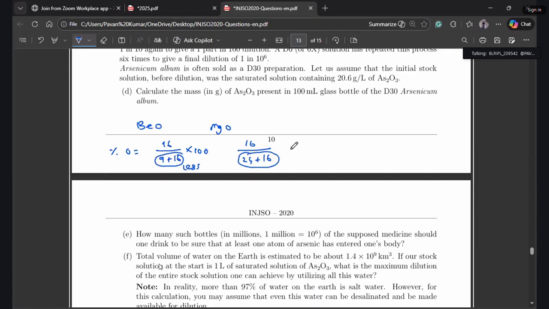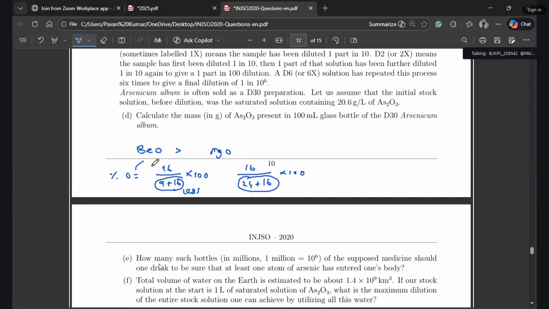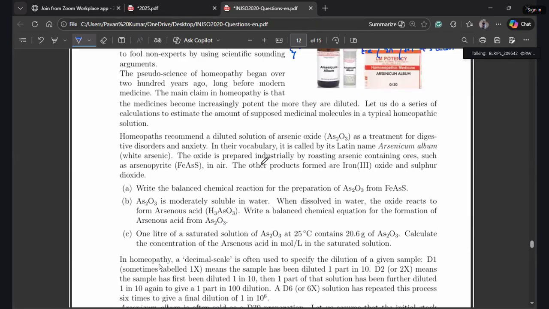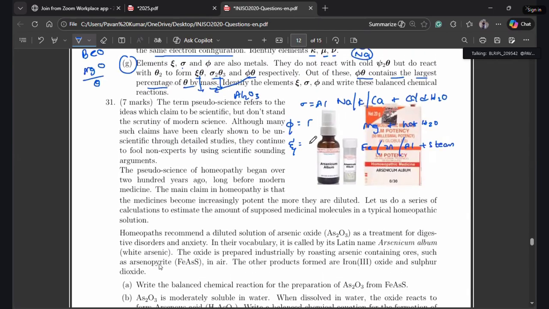No need to calculate the percentage also. Simple. Here, see that the numerator value is the same, right? Because the denominator value is less, the beryllium atomic mass is less, so the percentage is more. So the oxygen percentage in beryllium oxide is greater than in magnesium oxide. Then tell me phi theta. Phi means beryllium. This is magnesium.